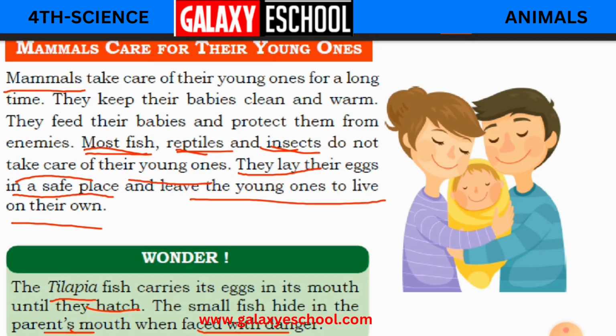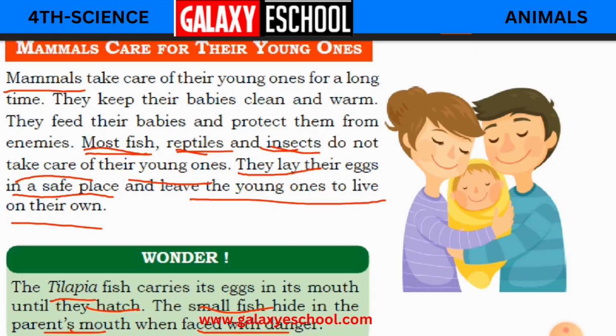But for this fish, what happens? It carries its eggs in its mouth until they become a young one, that is, until they hatch. And this small fish is going to hide inside the parent's mouth. If it sees any animal coming towards itself, then it is going to hide in its parent's mouth only to face this danger. Okay children, see how wonderful this is. Clear? Now hope you have all understood, children.